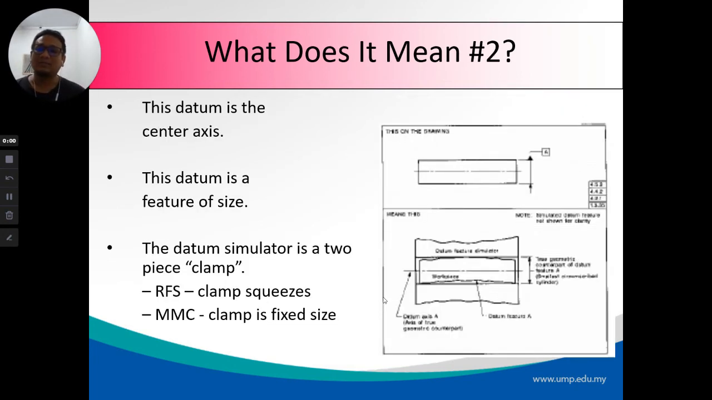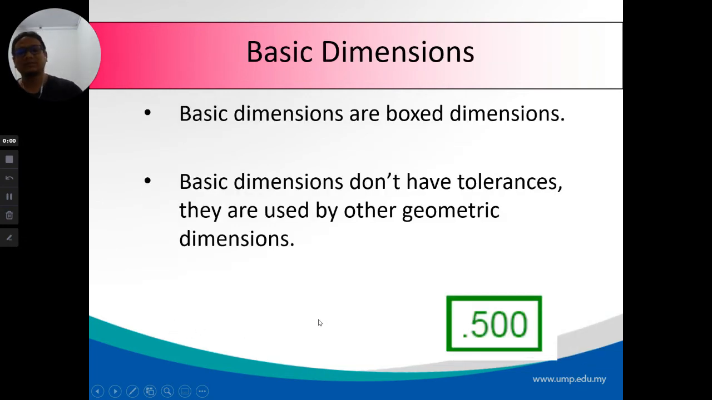So number 2, what is the datum? This datum is the center axis. This datum is a feature of size, and the datum simulator is a two-piece clamp. With RFS, the clamp is squeezed tightly. For maximum material condition, MMC, the clamp is a fixed size.